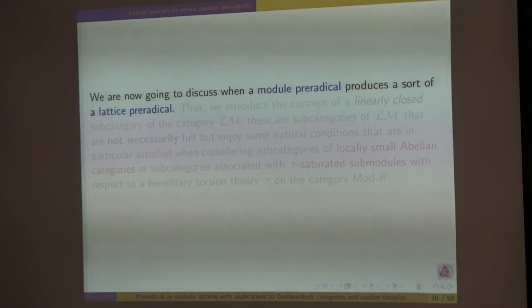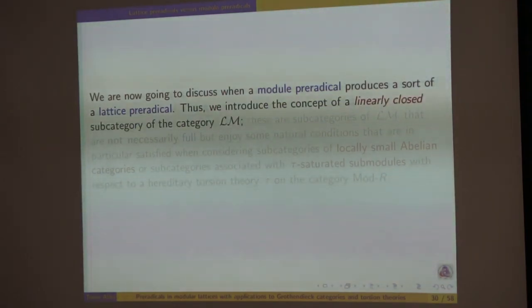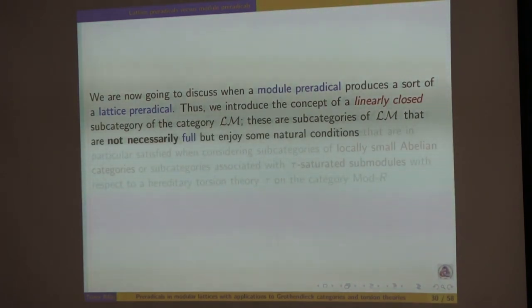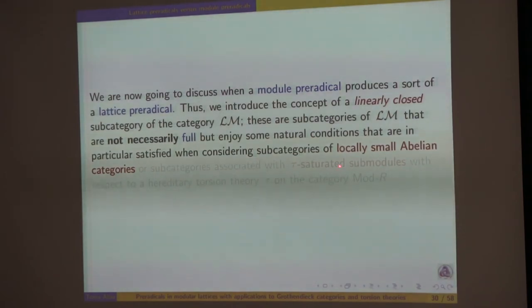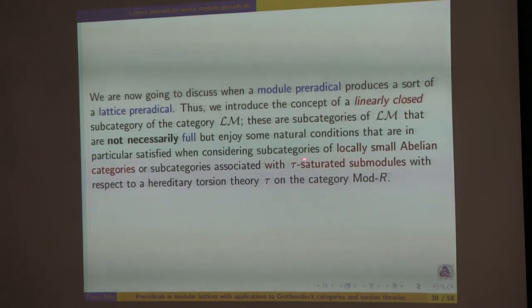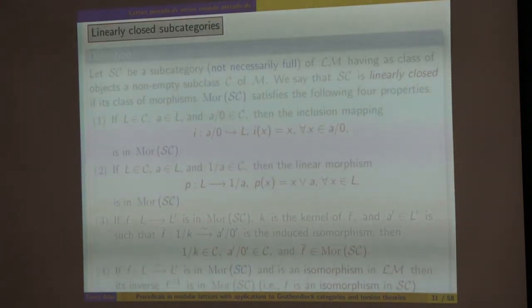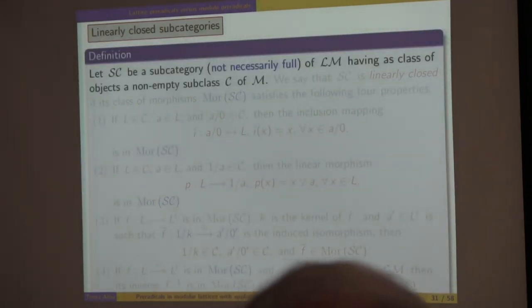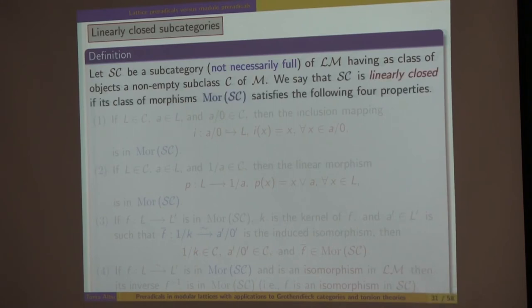Now we are going to discuss when a module predicate produces a lattice predicate. And we need to introduce a new concept of linearly closed subcategory. These are subcategories of linear modules that are not necessarily full, but enjoy some natural conditions that in particular are satisfied when considering subcategories of the localized module category, or subcategories associated with down-saturated submodules with respect to an oriented torsion theory. So, linearly closed subcategory. This section is a bit technical, sorry for that. So let S be a subcategory. This is important, it is not necessarily full, with a non-empty subclass of objects of M. We say that this is linearly closed.